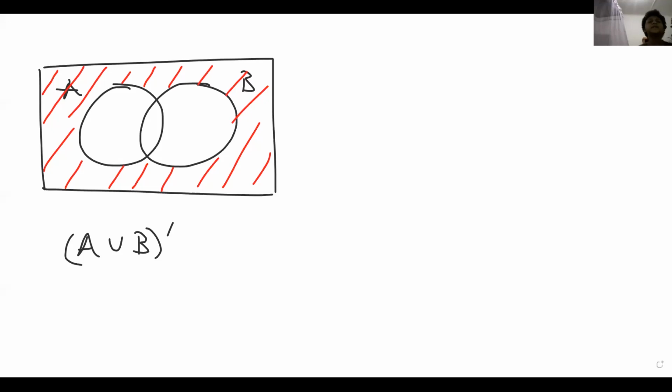Madam, I shaded the part with the intersection also. Oh, the intersection part also belongs to B and A, no? A union B, darling. When you say A union B, it's both A and B, everything. Did you get it, Anuja? Yes, madam. So when they say complement, you have to take everything outside that region.